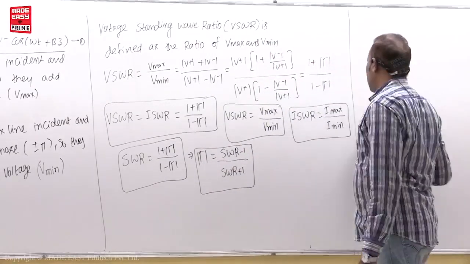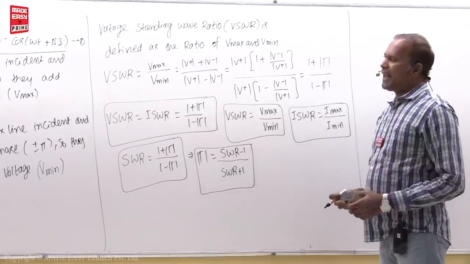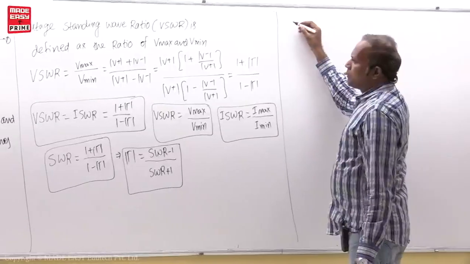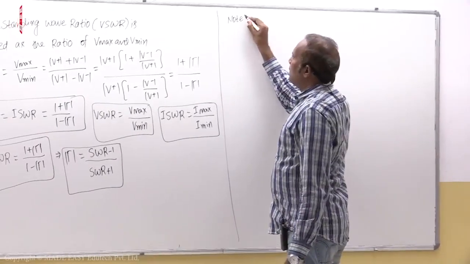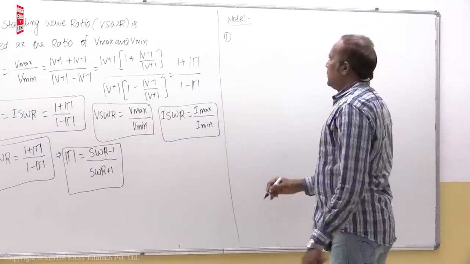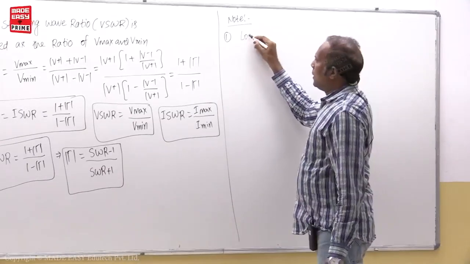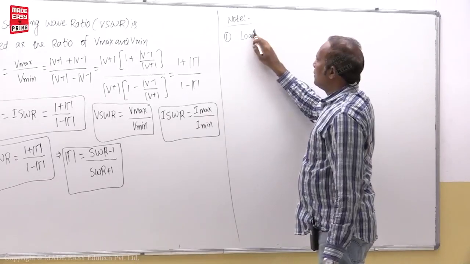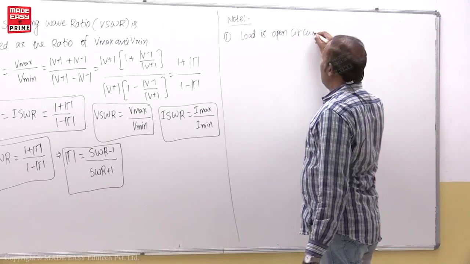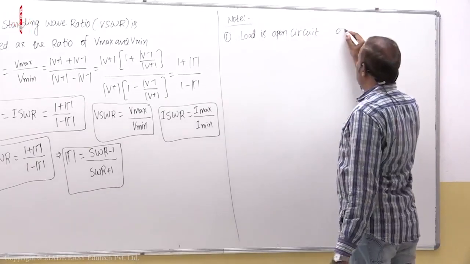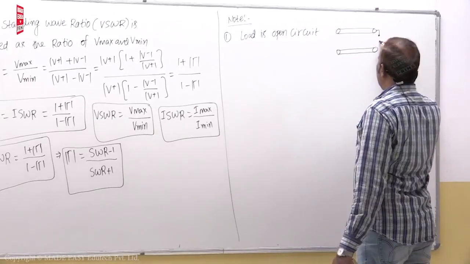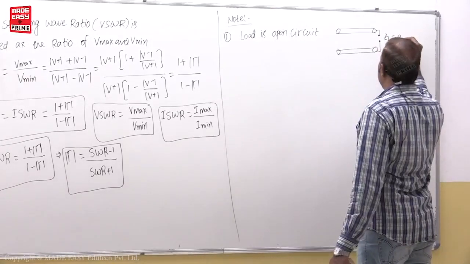Now we will take different cases: case 1, case 2, case 3. Case 1: the load is open circuit. That means ZL is infinity.